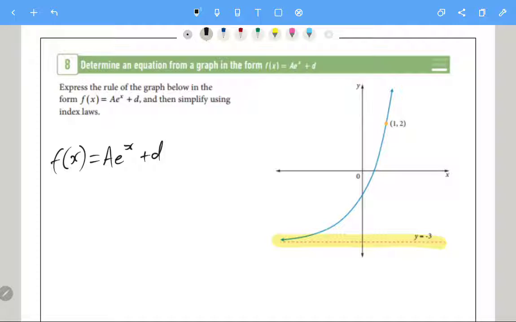Why? E isn't actually a constant. Well, it is a constant, but it's not a variable. It's not an unknown. It is just a constant. It's e, 2.7. So let's go through and work it out.